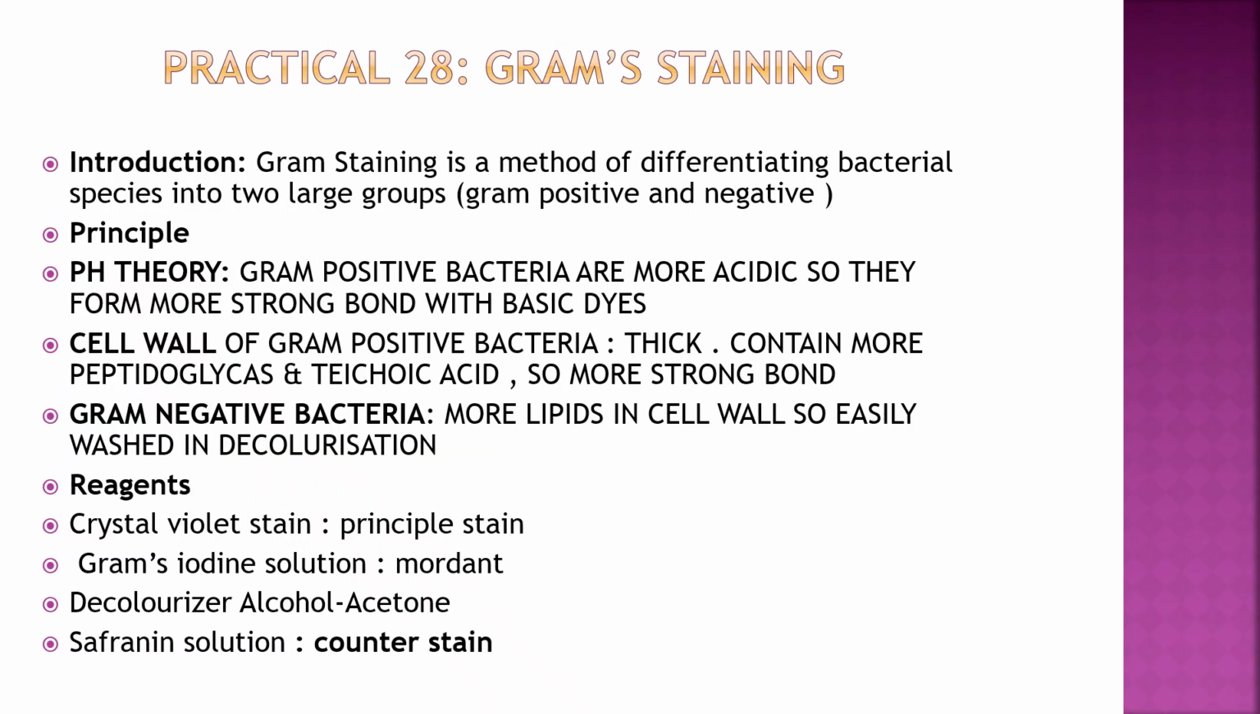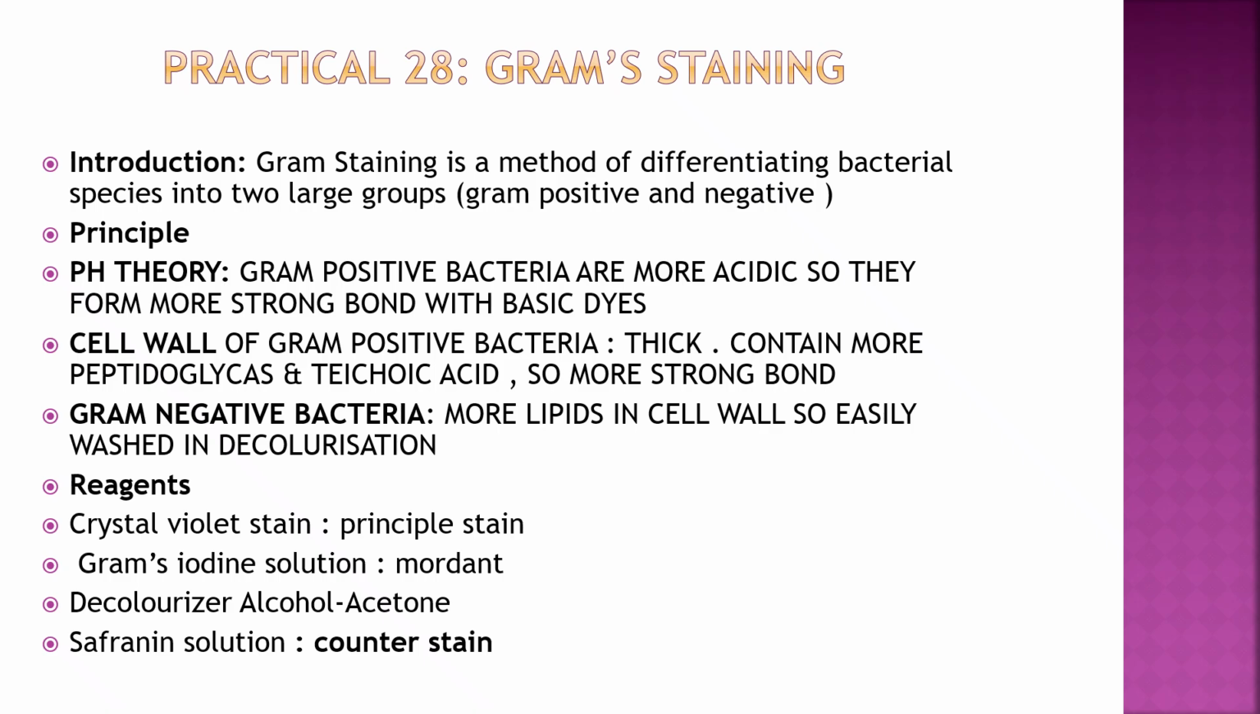So students, the use of gram staining is for differentiating bacteria into two large groups, that is gram positive and gram negative. And if they are round, 1 micron in size, they are cocci, and if they are 2 to 10 micron size, that is rod shape, they are bacilli. So a total of 4 types of bacteria are there: gram positive cocci, gram positive bacilli, gram negative cocci, gram negative bacilli.